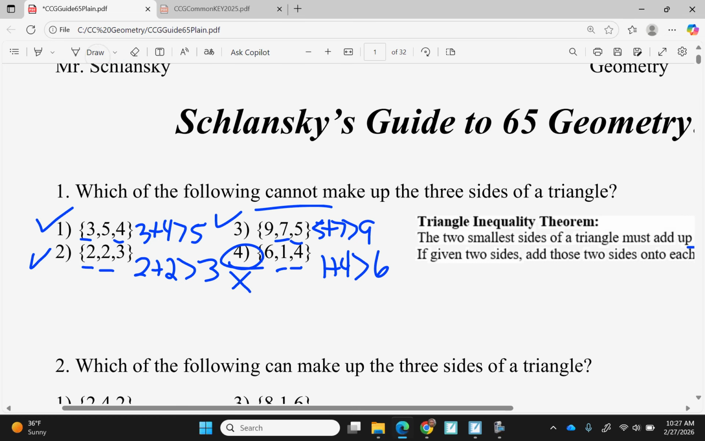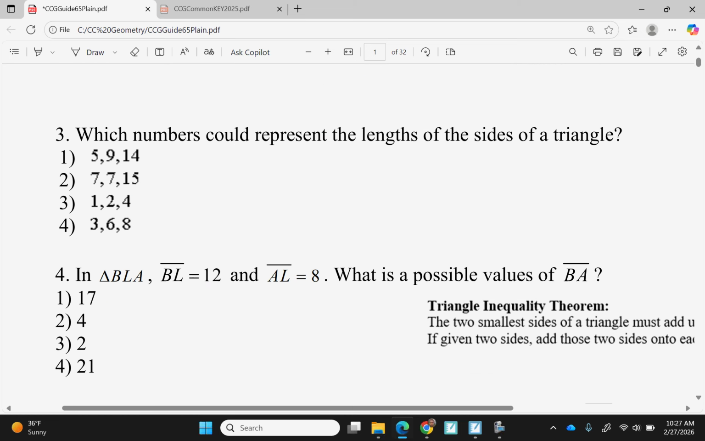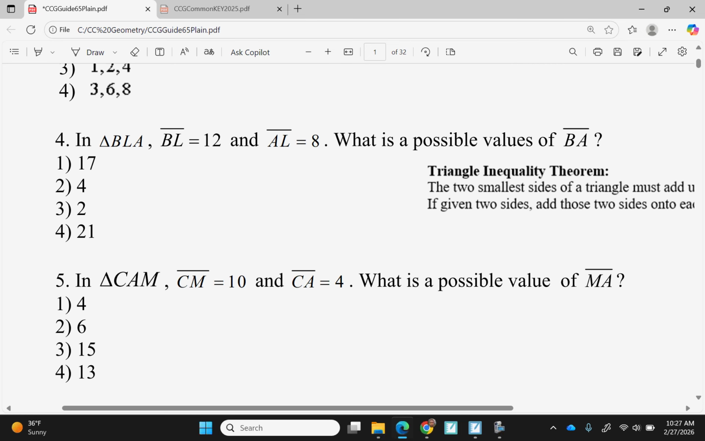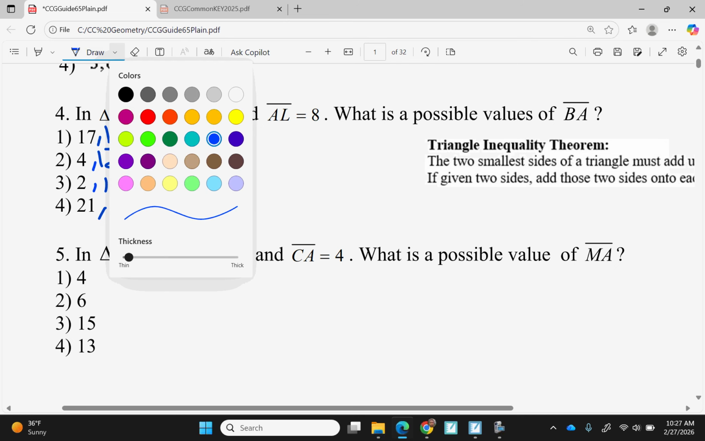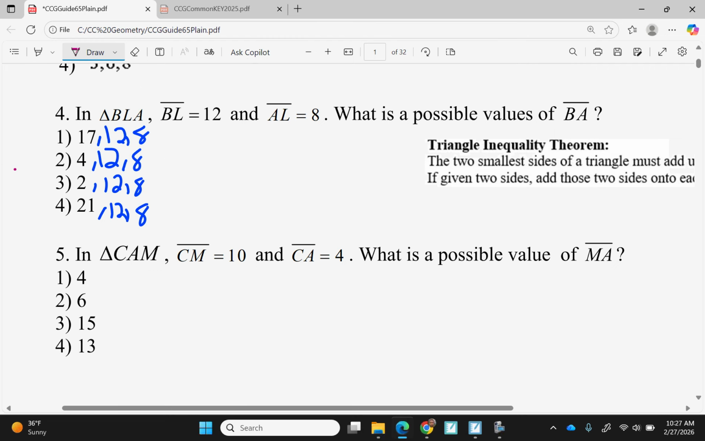Now, this next type of question is the same lesson, just asked differently, where they give you two sides and they want to know the third. Well, if 12 and 8 are definitely the sides of the triangle, and choice 1 is the answer, that means the three sides are 17, 12, and 8. Choice 2 would be 4, 12, and 8. So I'm going to just add on the two sides to each of the choices, and I'm going to do the exact same thing that I just did. The two smallest need to be more than the third.